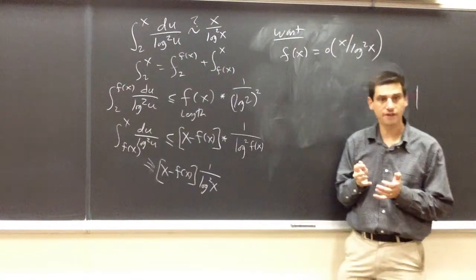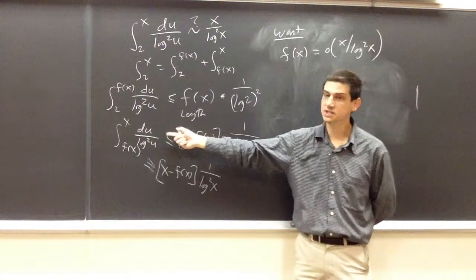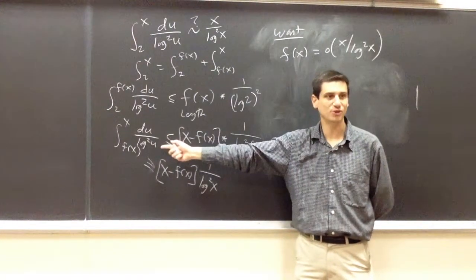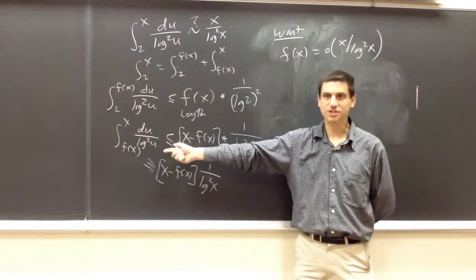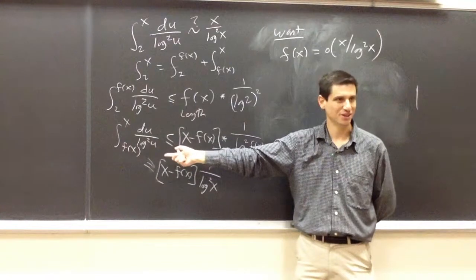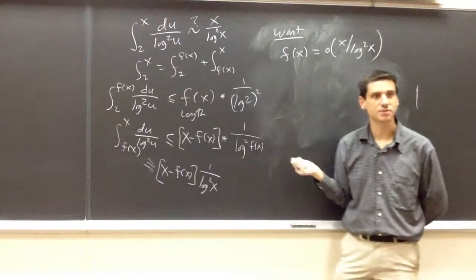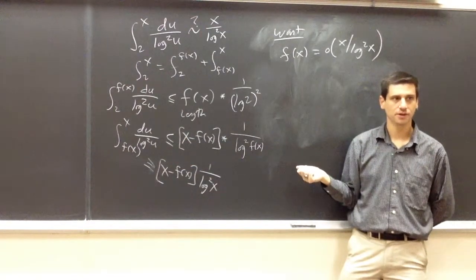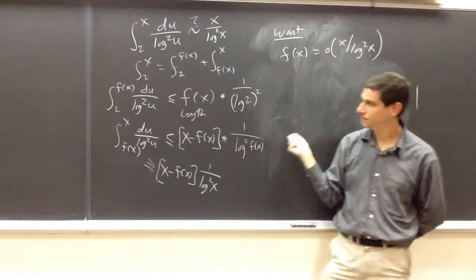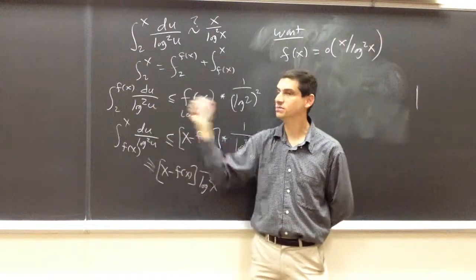So the larger f of x is, the better I can understand this integral. Because again, the difficulty is I don't know the antiderivative of 1 over log squared. The reason I don't know the antiderivative is there is no simple antiderivative of 1 over log squared. And that's why we're stuck doing something like this to try to estimate. So I want f of x to be large. Now, unfortunately, the larger f of x is, the worse my estimate's going to be over here.